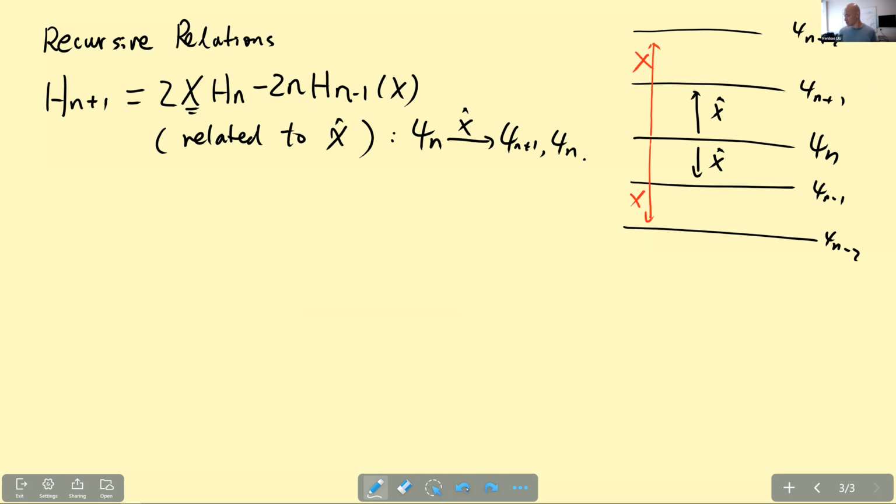Right. And also you have another formula: what if you apply d over dx? Immediately you can see that this is related to the momentum operator, right? And that's even simpler.